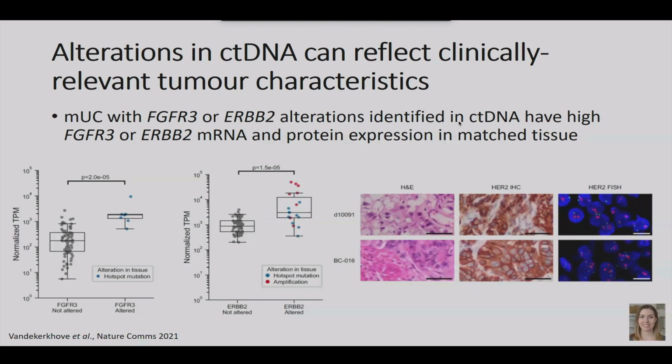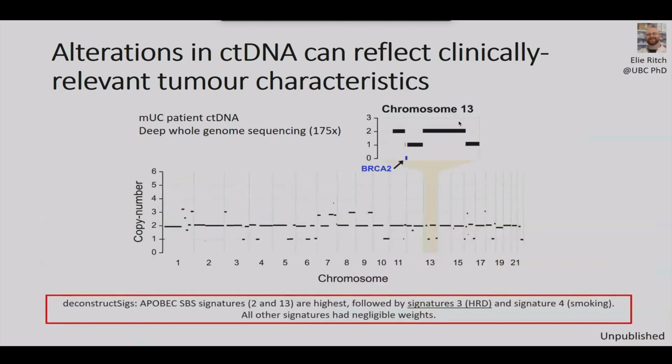We would hope this to be the case, but it's important to show this and reassure yourself that these really are reflecting biologically relevant events. Similarly, here's a really unusual bladder cancer case that appeared to have a biallelic deletion of BRCA2. So this is a gene that repairs double-stranded breaks. And this is quite rare in bladder cancer.